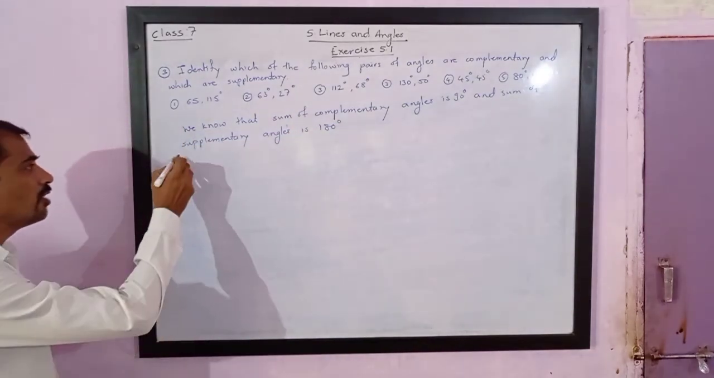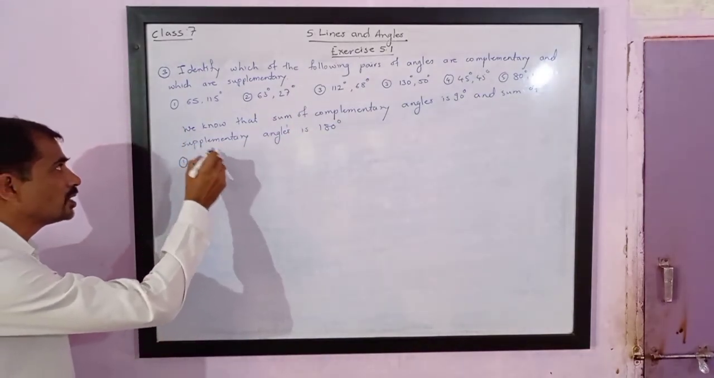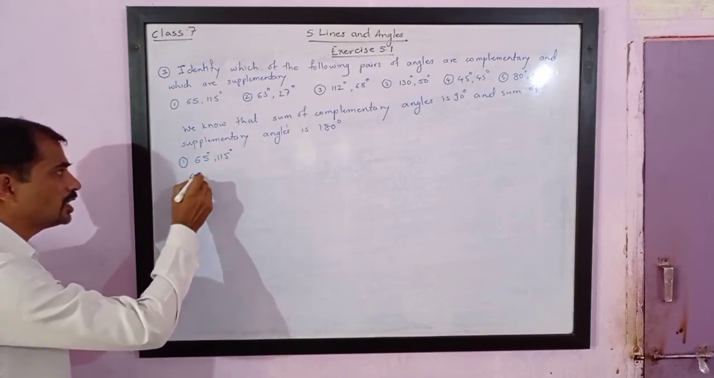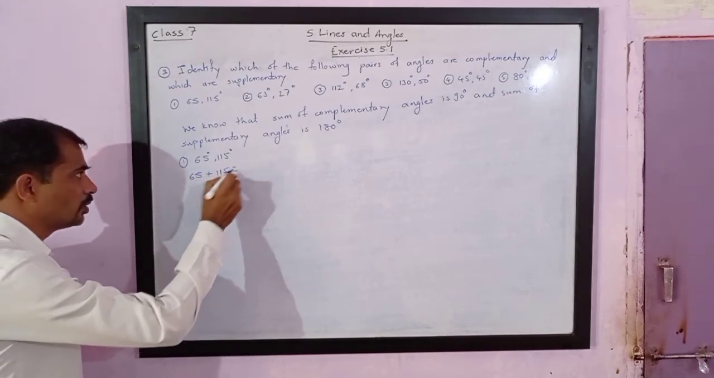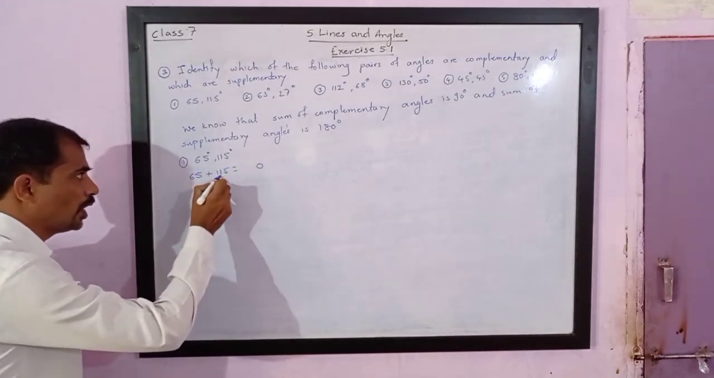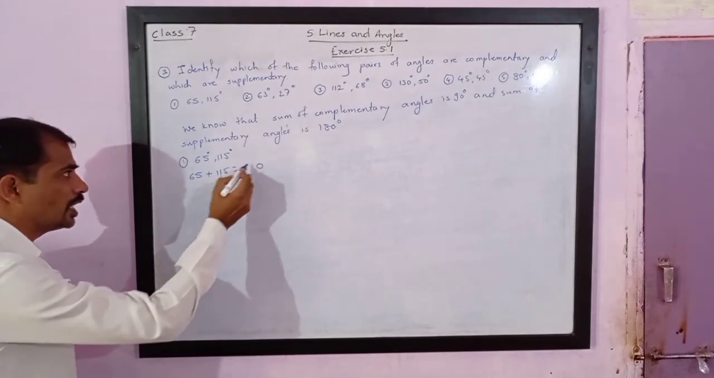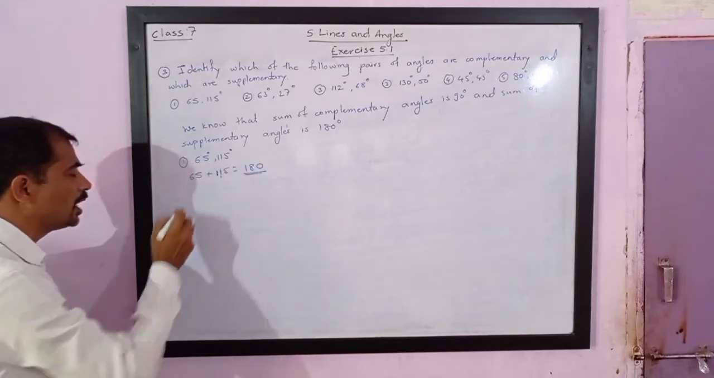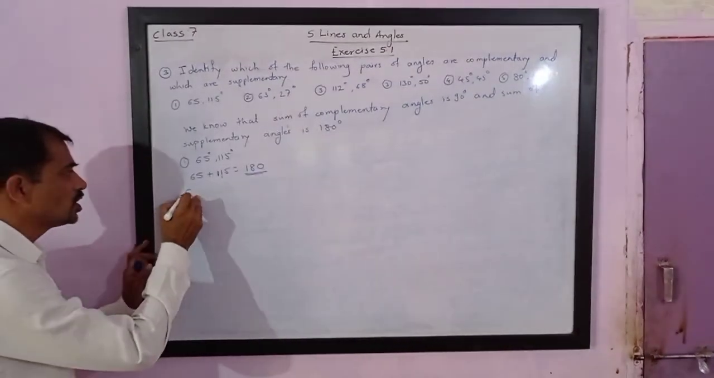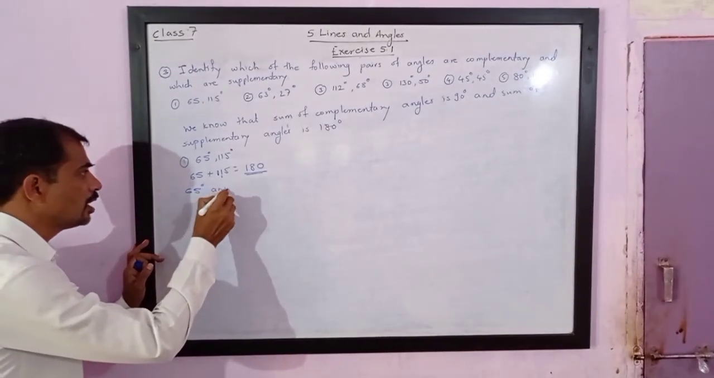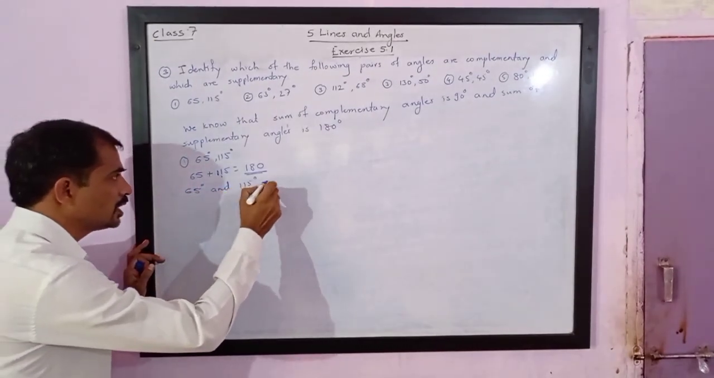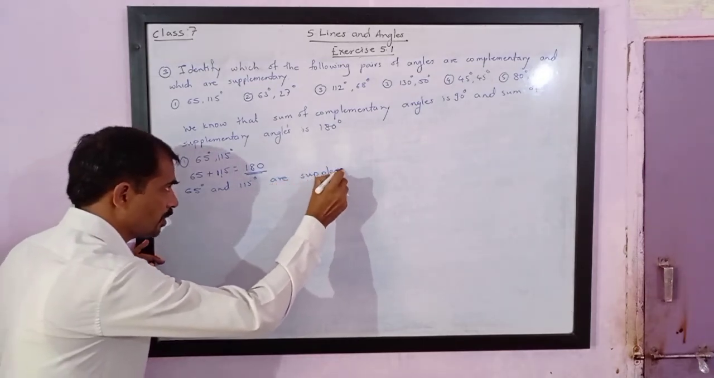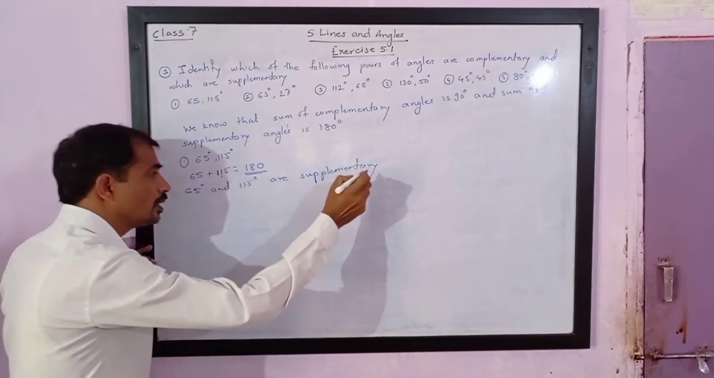First is 65 and 115. Let us check. 65 plus 115 is equal to 5 plus 5 is 0, 1 carries, 6 plus 1 plus 1 is 8 and 1, which is 180. It means this pair is supplementary. Therefore 65 degrees and 115 degrees are supplementary angles.